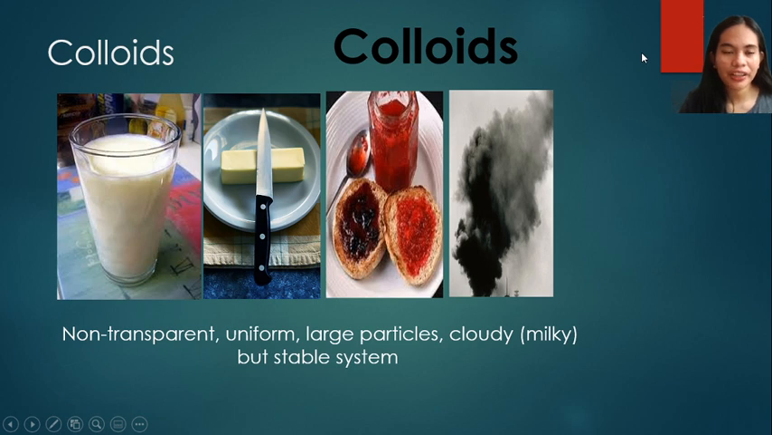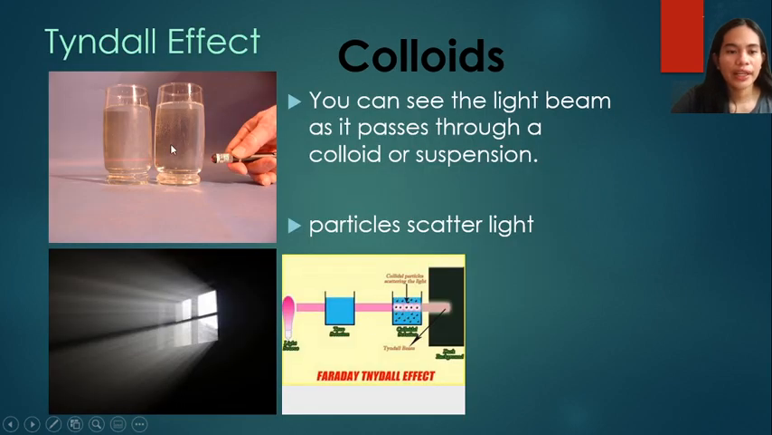In the last type of mixture that we will be talking about, the colloid, the particles are non-transparent, uniform, and large. They are either cloudy or milky, but they have a stable system. This is the Tyndall effect. As you can see, the light as it passes through a suspension, and then the light as it passes through the colloid, it spreads. The particles scatter light.